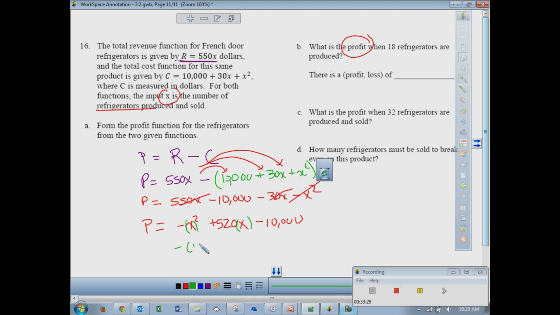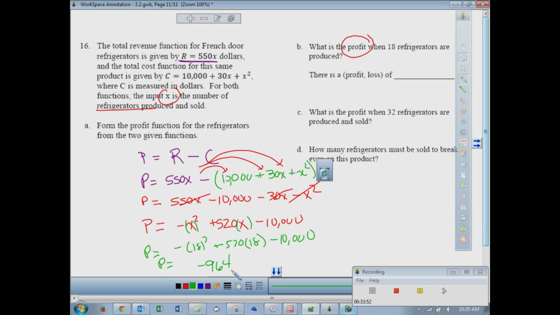So you got negative 18 squared plus 520. I'll let you punch it. I'm just showing you what to punch. What did you get? Go ahead and tell me. It might seem to freak you out, but what did you get? Negative 964. Is that what you're getting?